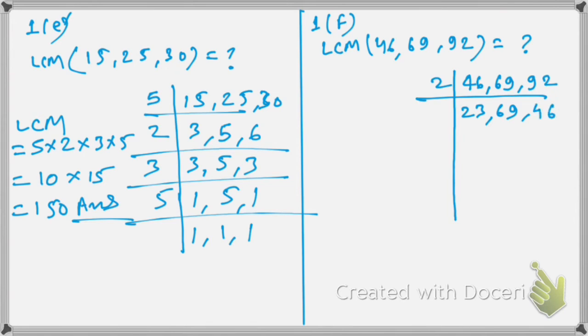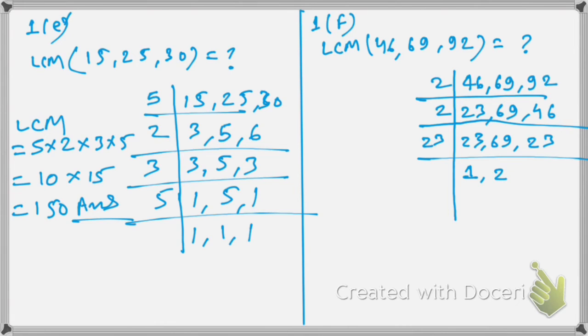So 46, 92. Now let's again divide by 2 because 46 can be divided by 2. So 2 and 3. Now let's divide them by 23, because 23 is a prime number, we know that. It will become 2 times, 3 times and 1, again divided by 3.